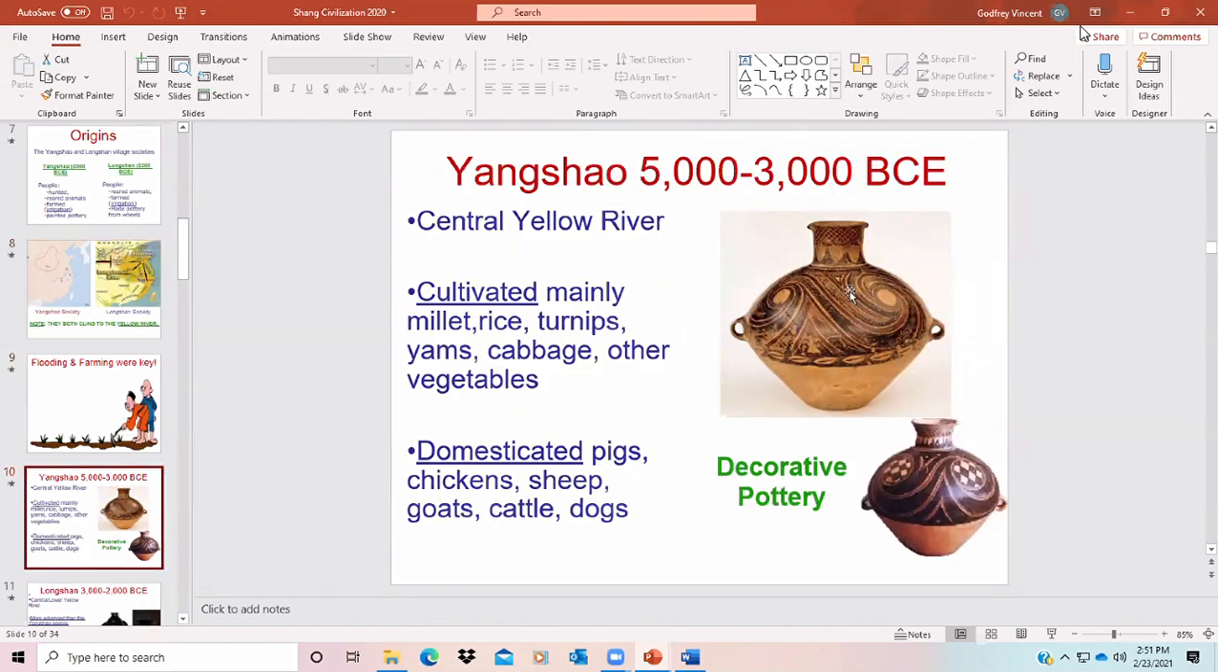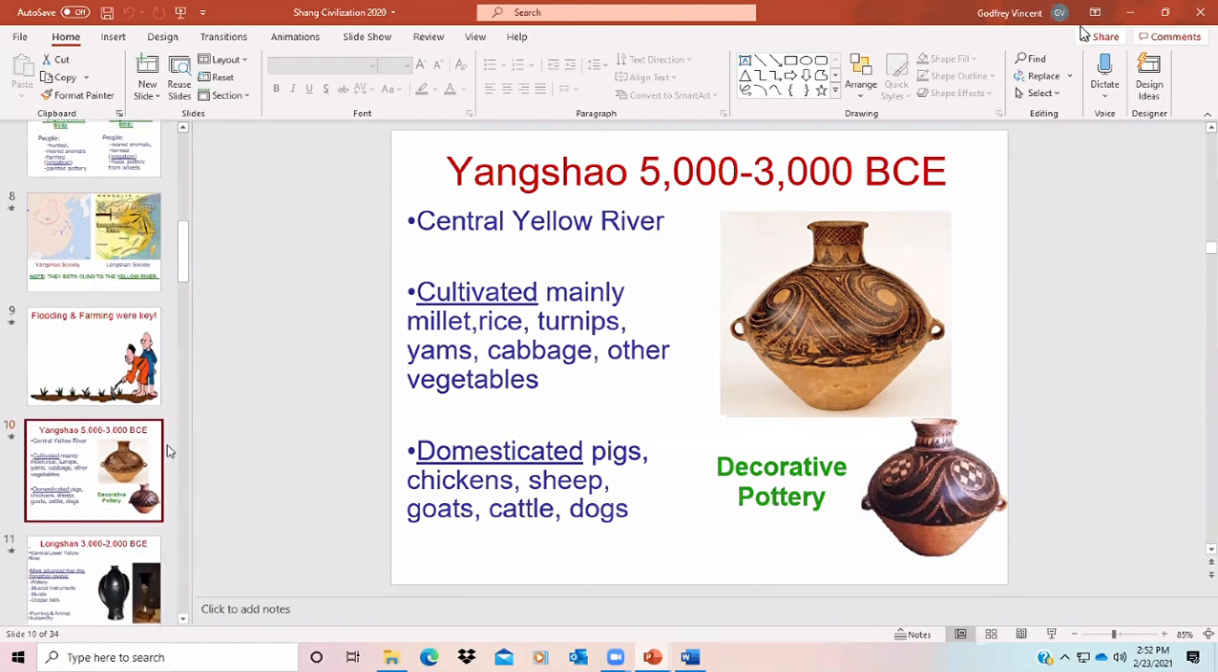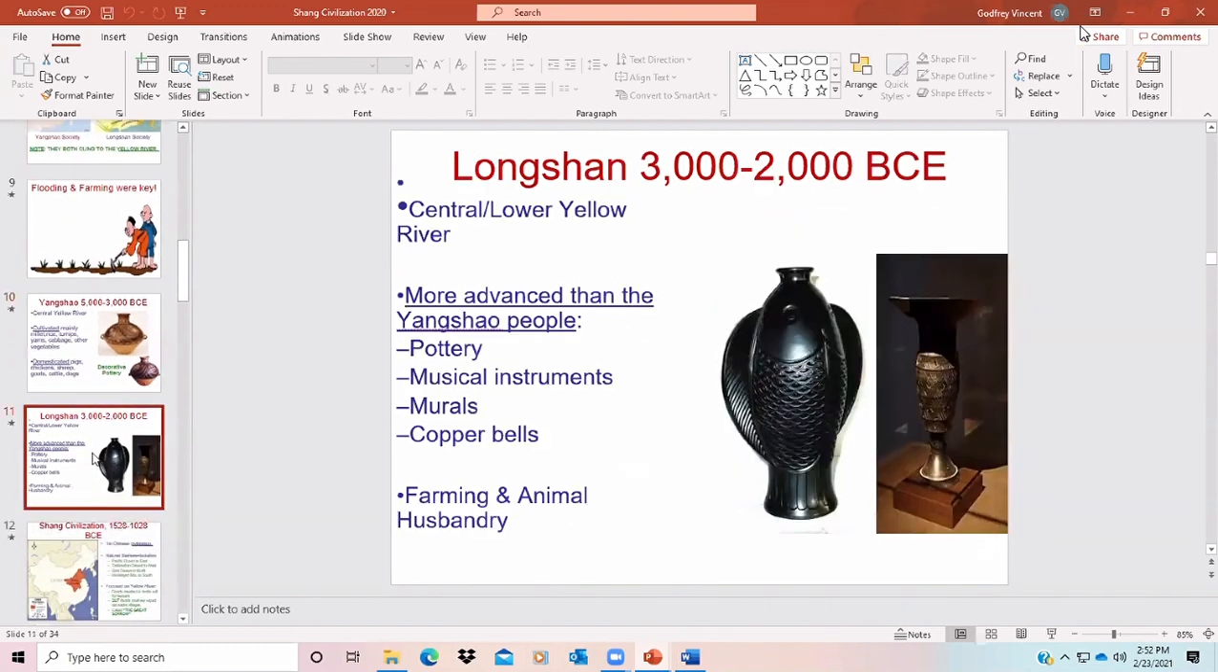And these are Chinese vases, right? They cultivated millet, rice, turnips, yams, cabbage, and other vegetables. And they domesticated pigs, chickens, sheep, goats, cattle, and dogs. And this is another Chinese vase.